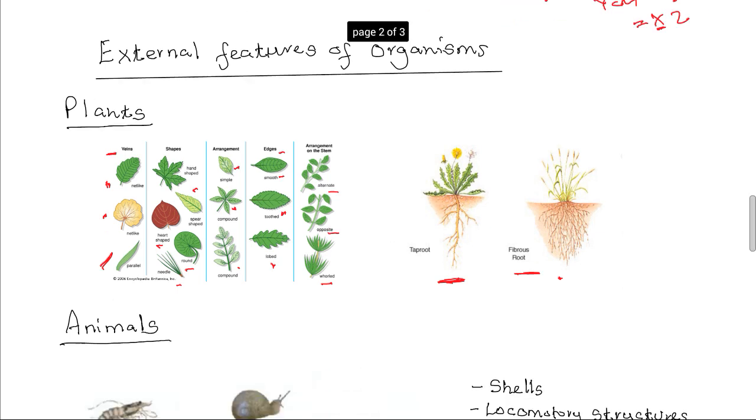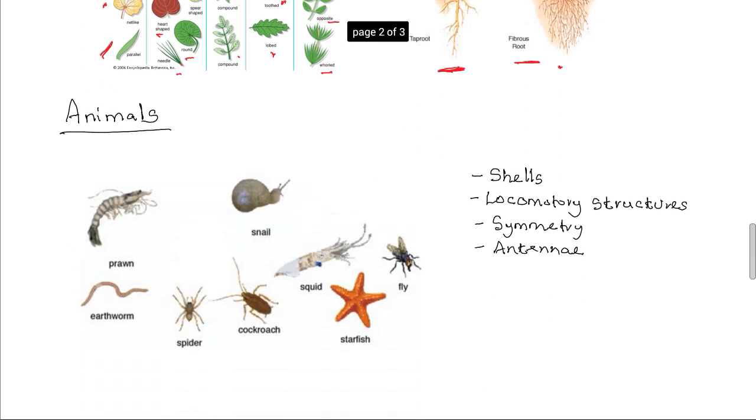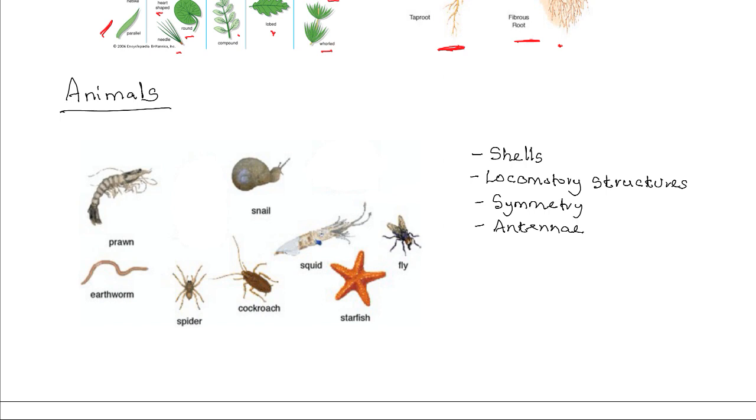When it comes to animals, the features that we consider may include the presence or absence of a shell, for example, like on the snail, feathers or fur covering the body. We can use locomotory structures. Does it have legs or does it have wings, like in the fly?